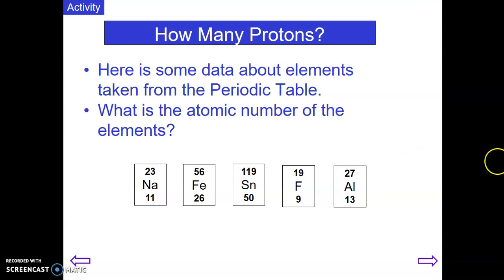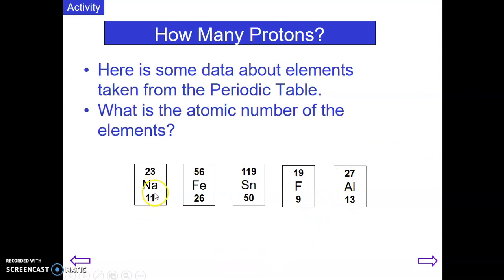So, identifying these, these are 5 elements from the periodic table. We've taken the names out, but we've got Na. Always, if there's one letter, it's a capital, 2 letters, capital and lowercase. 3 letters, capital, lowercase, lowercase, and so on. Only the first letter is a capital. So capital N small a, sodium, capital F small e, iron, capital S small n, tin, capital F, fluorine, capital A small l, aluminium.